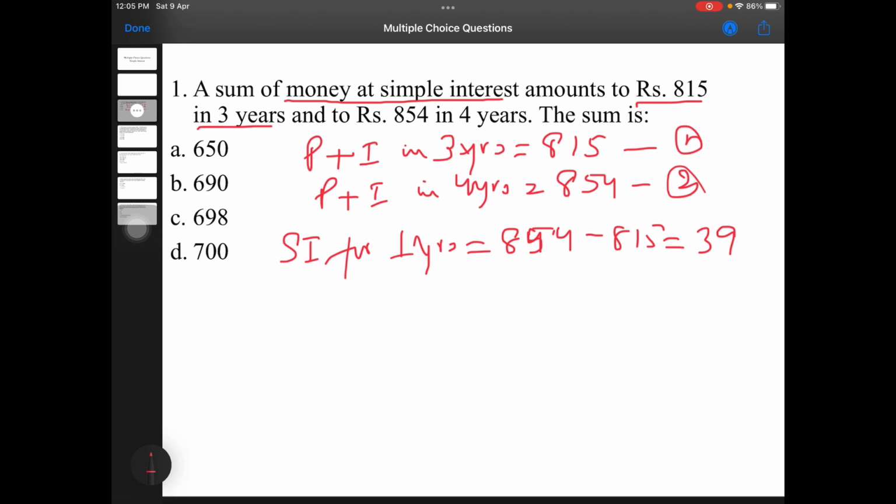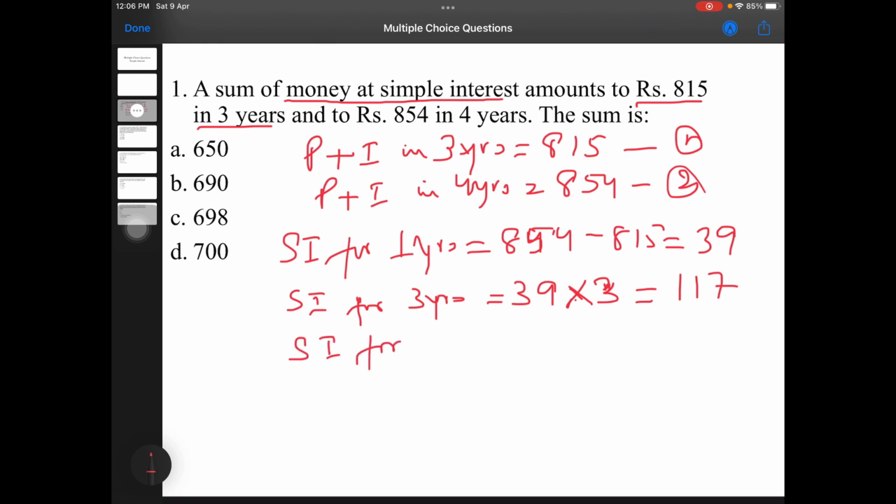Now after we find the simple interest for 1 year, let's find the interest for 3 years. Since 1 year equals 39, to find the simple interest for 3 years we just have to multiply 39 by 3. So we will get the simple interest for 3 years, that is 117. So now simple interest for 4 years will be 39 multiplied by 4. So 39 multiplied by 4 equals 156.